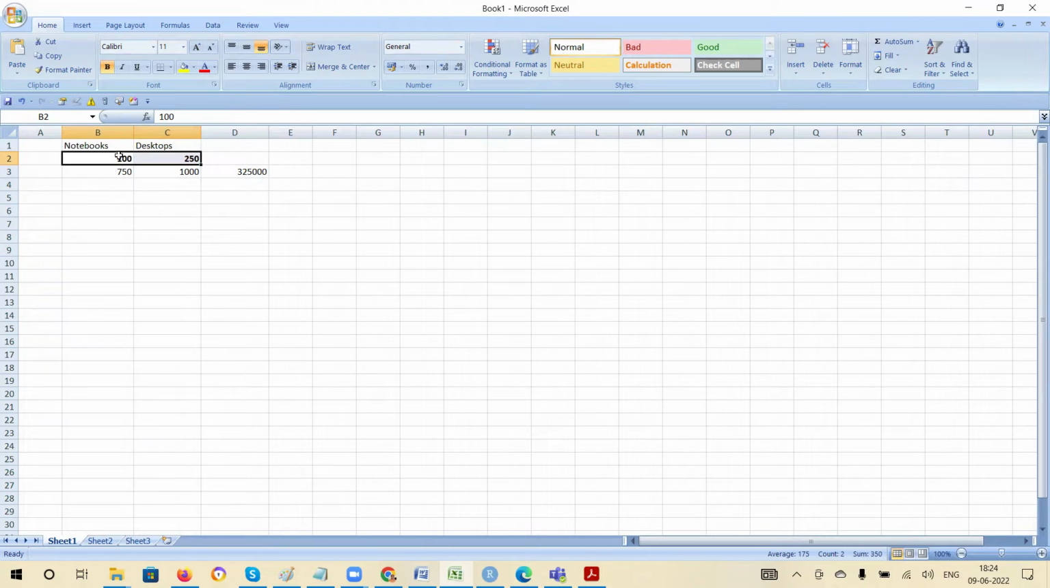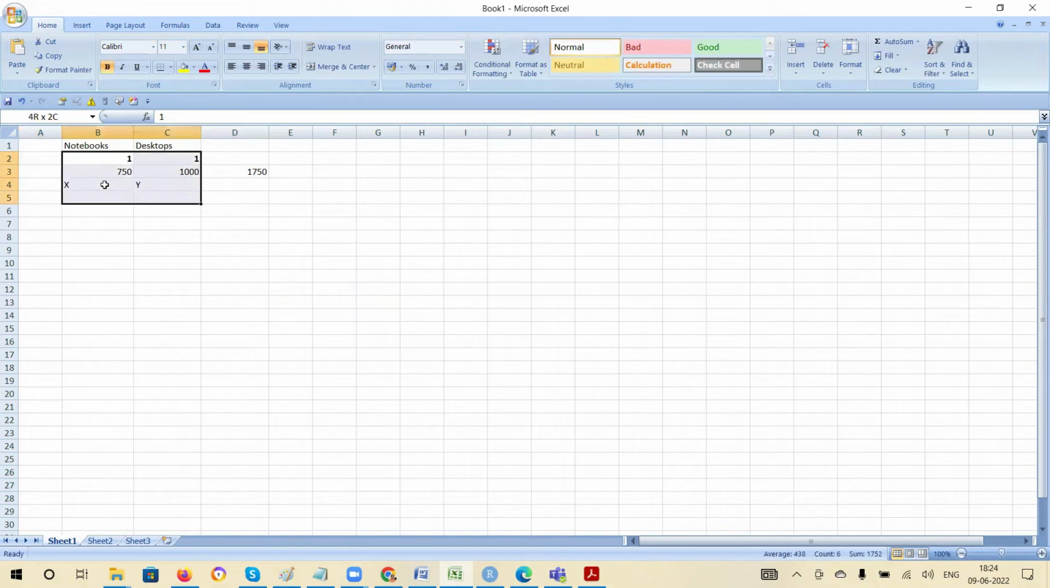So our main objective is to find these values. If you're able to find these values, then we can easily find the profit, isn't it? So let's assume that we are manufacturing only one notebook and only one desktop, and we will try to solve this. Let's say this is x value and this is y value.